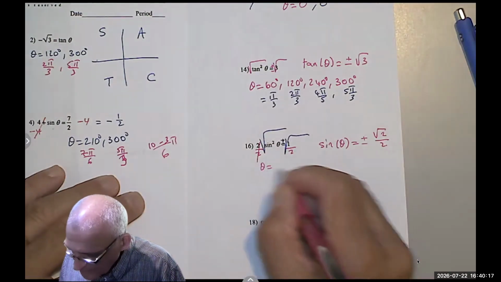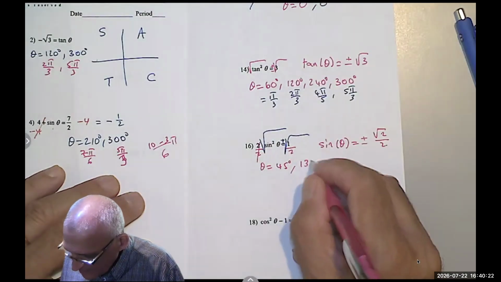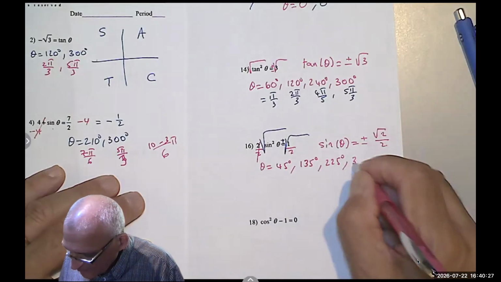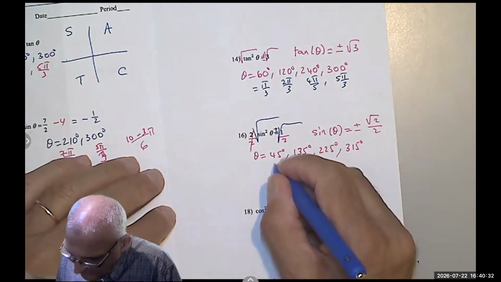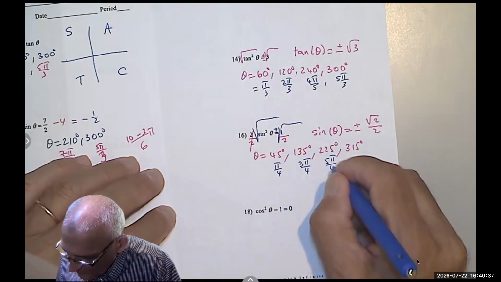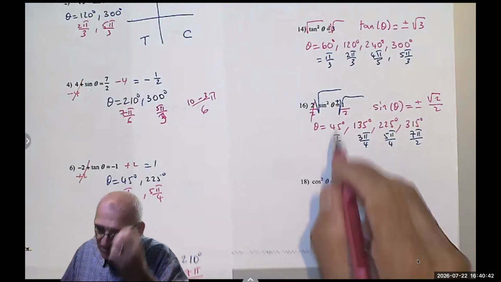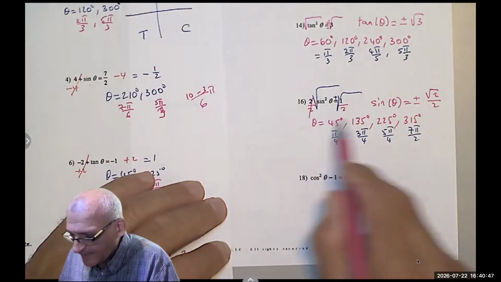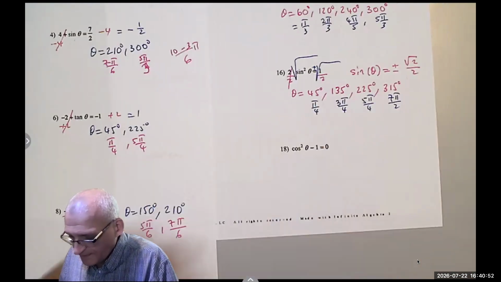So theta equals 45 degrees, or 180 minus 45, or 180 plus 45, or 360 minus 45. You can do that quickly. This is pi over 4. This is 3 pi over 4. This is 5 pi over 4. And this is 7 pi over 4. Again, you can use the calculator, multiply by pi and divide by 180, meaning just divide these by 180 and add the pi.